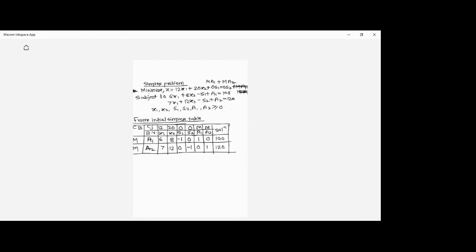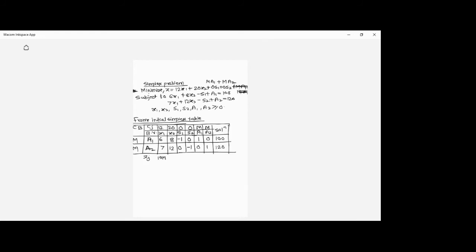Now that we have written this, we are going to find out the values of zj, and then the values of cj minus zj. For the first variable x1, it will be 6M plus 7M. 6 plus 7 is 13, so here we are going to write it as 13M.